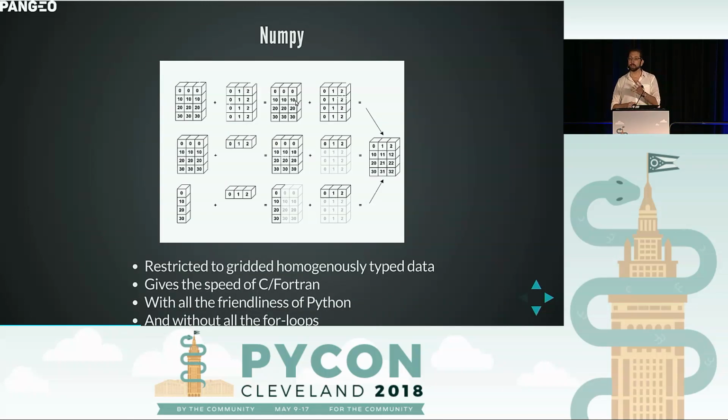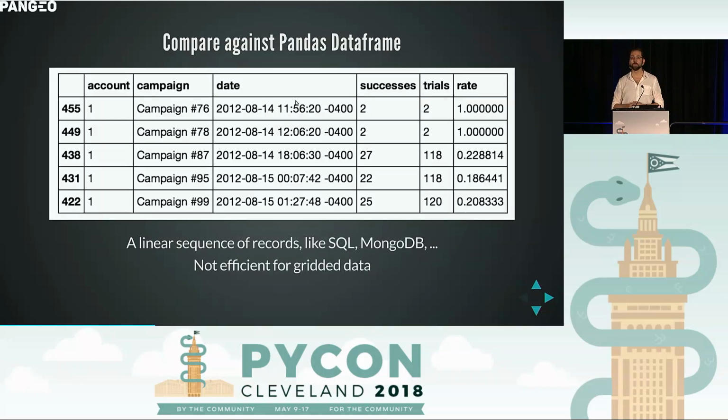XArray uses NumPy for computation on the individual arrays, and uses pandas for the indexes. I want to quickly say here that this pandas tabular model only really works well for the coordinates on the sides. It doesn't work well for the actual gridded data inside, because that data is regularly strided, it's more gridded. It's hard to fit that into sort of a classic database model.